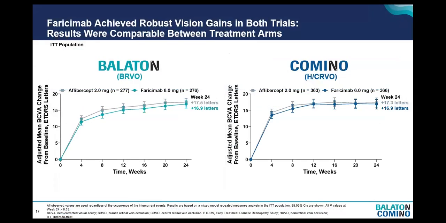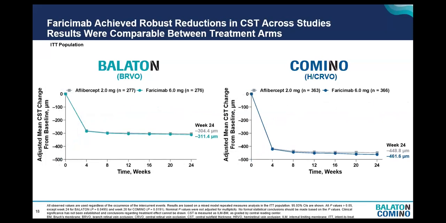So what I found, remember, we're talking about active comparator control trials, so efficacy is not in doubt. So you can see the letters. Aflibercept gives you 17.5 letters by week 24, so there is a gain, and 16.9 letters on the faricimab arm. But non-inferiority, basically you're referring to very minimal changes between the two. That's on the Balaton side. On the Comino side, similar again, 17.3 letters and 16.9 letters. Yeah, pretty similar kind of thing.